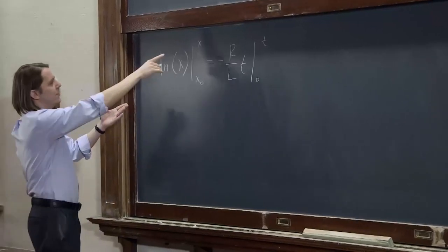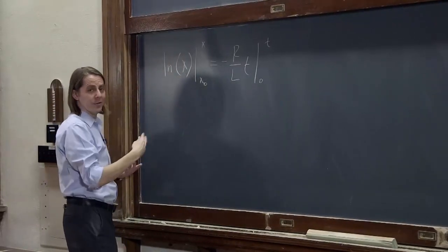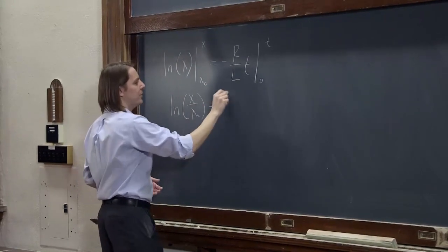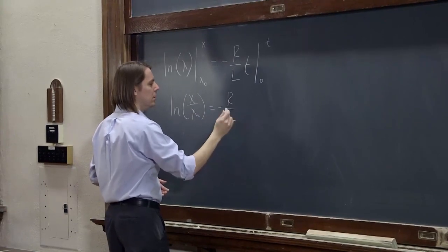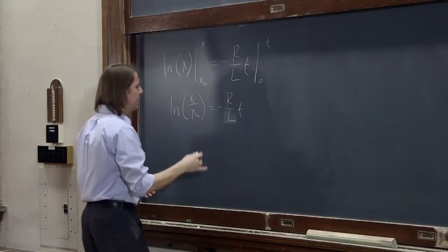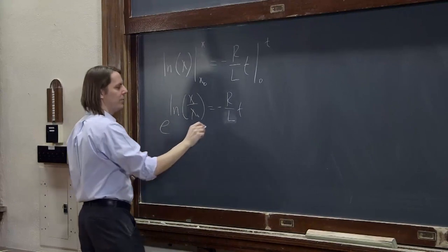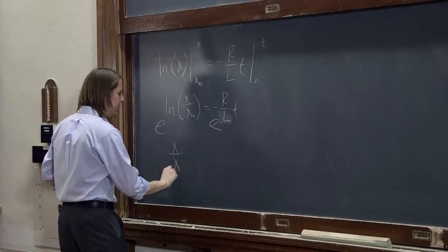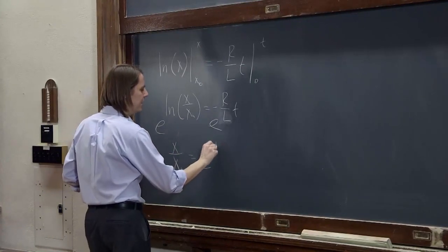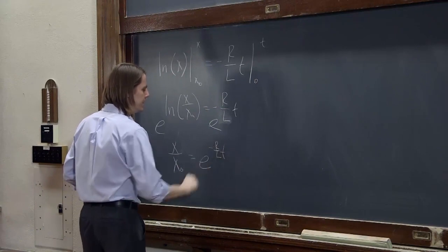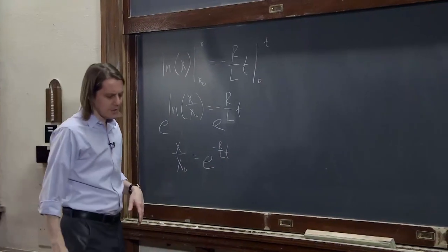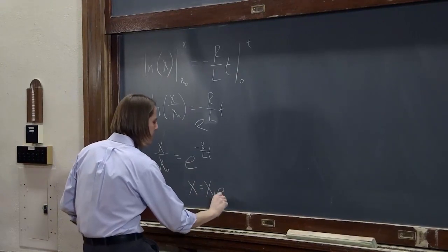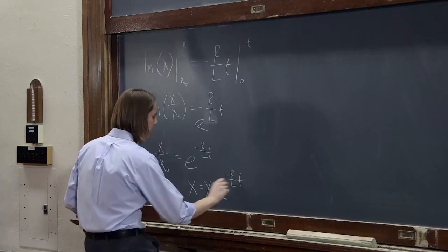So this becomes the natural log of x over x naught. The natural log of x minus natural log of x naught is natural log of x over x naught, and this becomes minus r over L t. And then we take the exponential of both sides. E to the natural log of something is something, so this is x over x naught equals e to the minus r over L t. And let's go one more step and write it in the form you would normally see it. X equals x naught e to the minus r over L t.